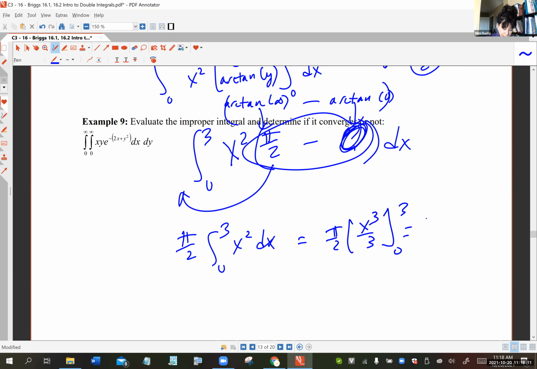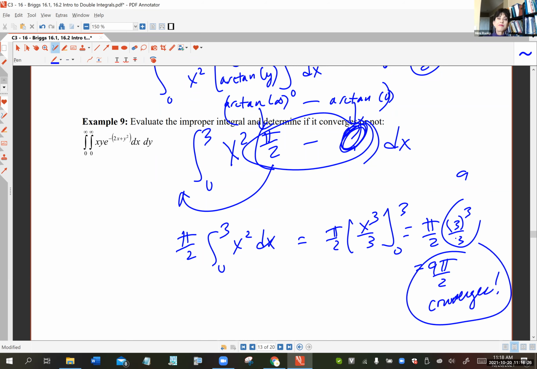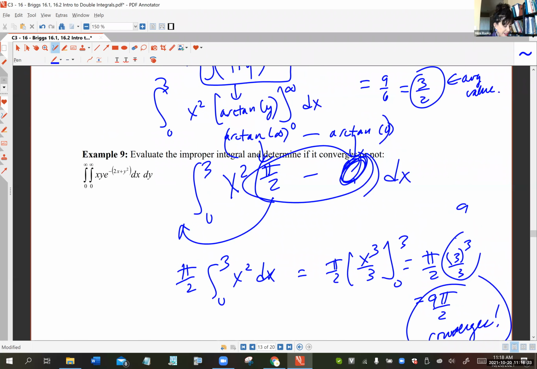And evaluated at the limits, we're going to get, ooh, what are we going to get? I think that reduces to 9. Final answer, 9 pi halves. So this means that the improper integral converges. Yay! Because sometimes improper integrals blow up. And we're done with that example.